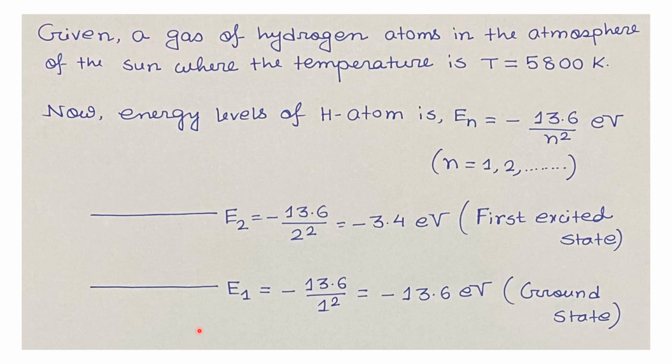Now the ground state energy of the hydrogen atom is given by E1 equals minus 13.6 divided by 1 square. So here the principal quantum number value will be 1 and that will give minus 13.6 electron volt. And for the first excited state, the principal quantum number n equals 2. So the energy of the hydrogen atom in the first excited state is given by E2 equals minus 13.6 divided by 2 square, that is minus 3.4 electron volt.